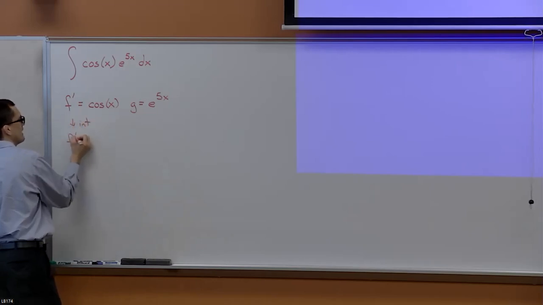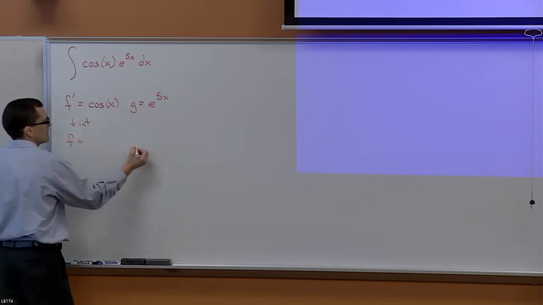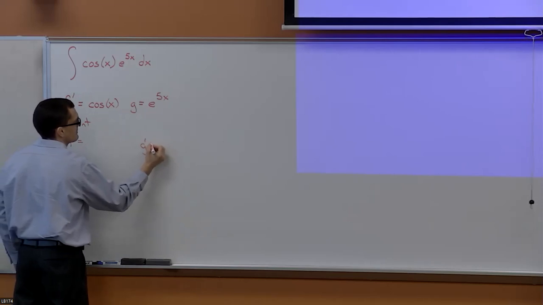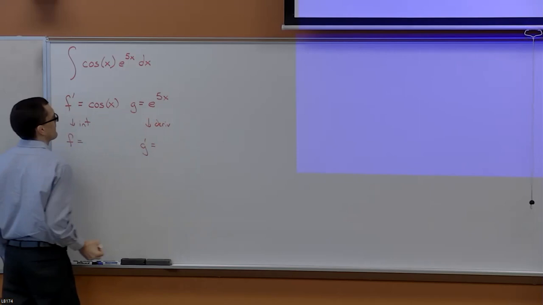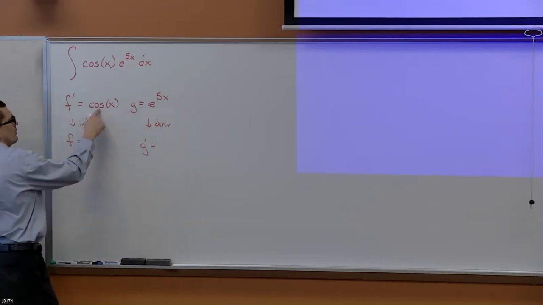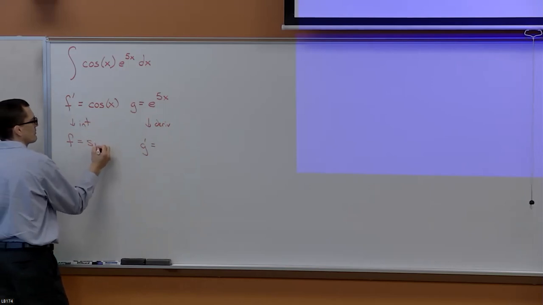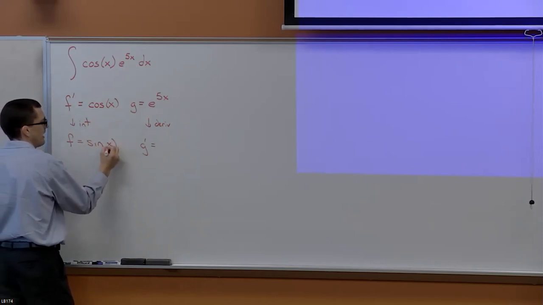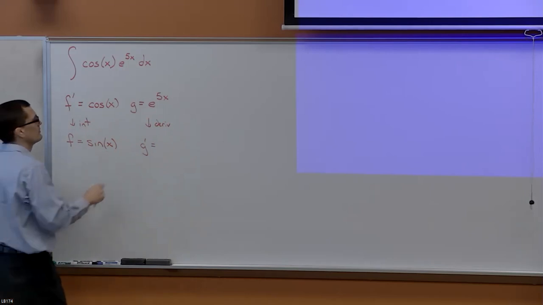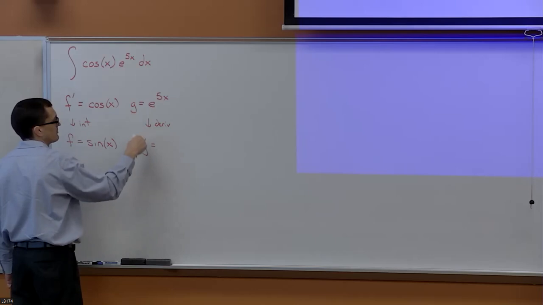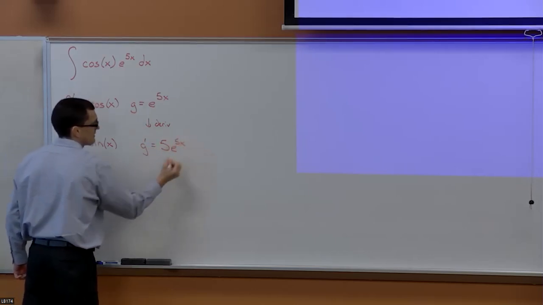Whenever we do that, we have to figure out what f is and then what g prime is. Remember, when you go from f prime to f, we integrate. So integration of cosine is a positive sine. When we go to g prime, we take a derivative. So that's 5e to the 5x.